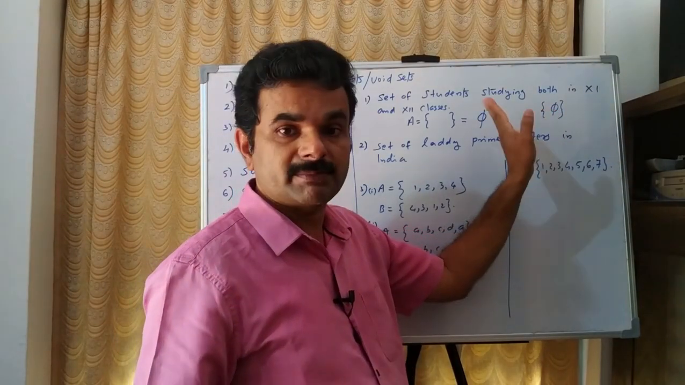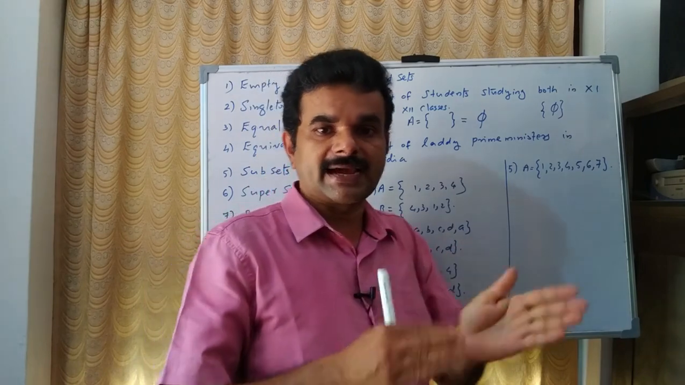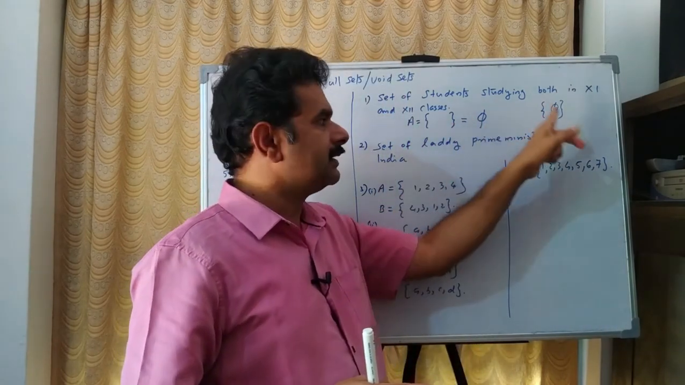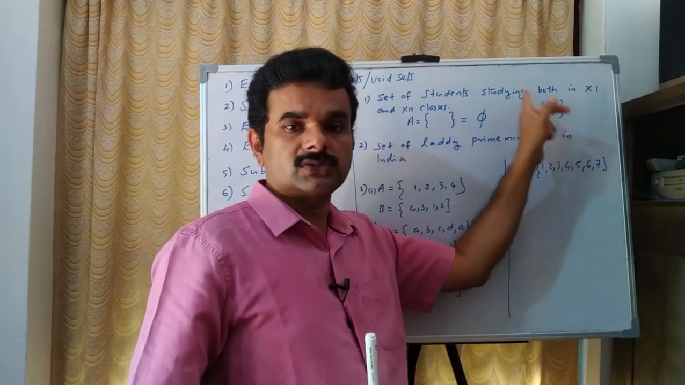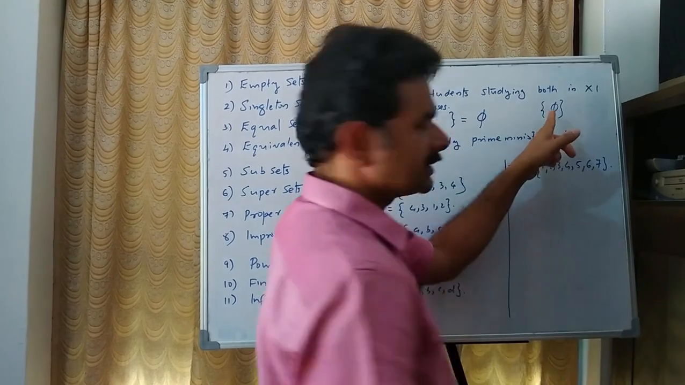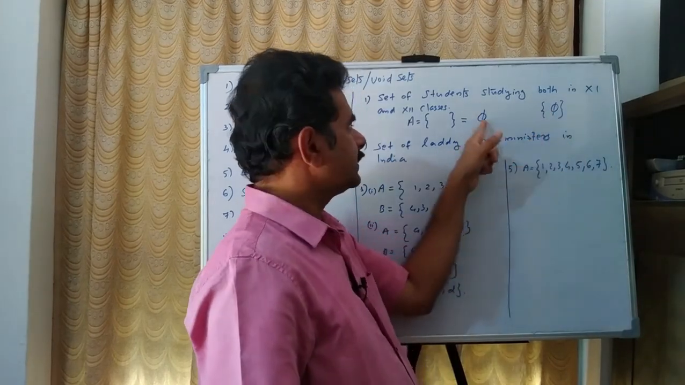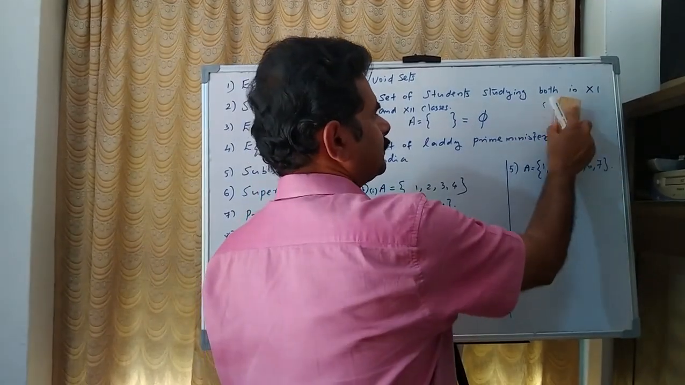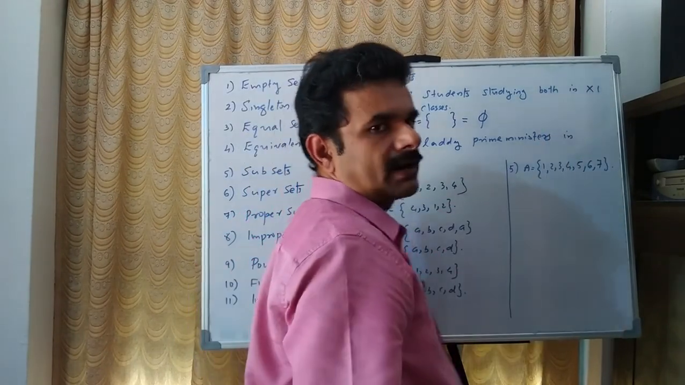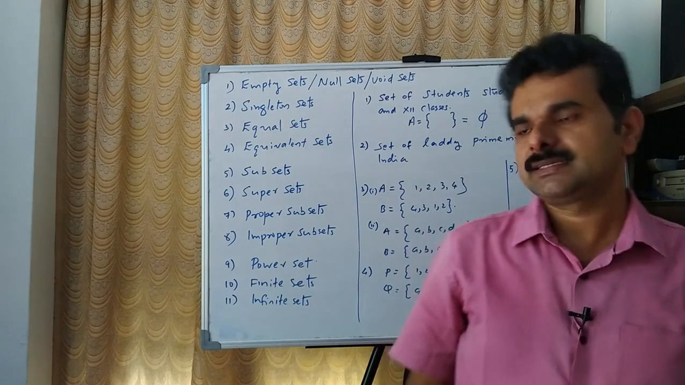So this is not an empty set. So an empty set can either be denoted by this symbol or this symbol. This is not allowed to represent an empty set. Okay, that is very important. This is not an empty set. These are empty sets. Clear? So empty sets are the sets with no elements inside it.